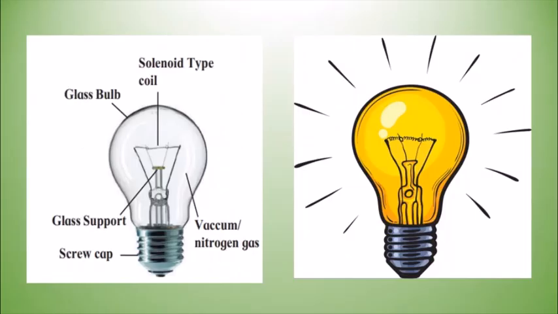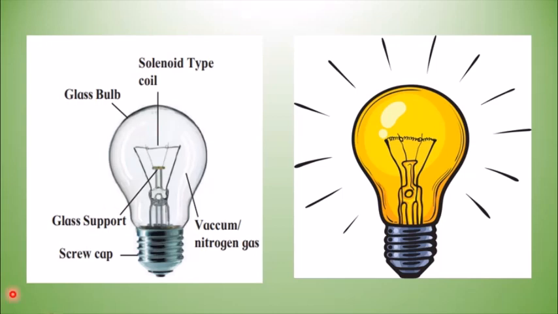Now, how does the electric bulb work? So here we have a screw cap. The outer covering is made up of glass. Inside we have a glass support here, and inside this glass bulb we have vacuum or sometimes nitrogen gas or an inert gas filled. Now here you can find there is a wire, or you can say a coil. This is called a solenoid type coil, and it is made up of tungsten.